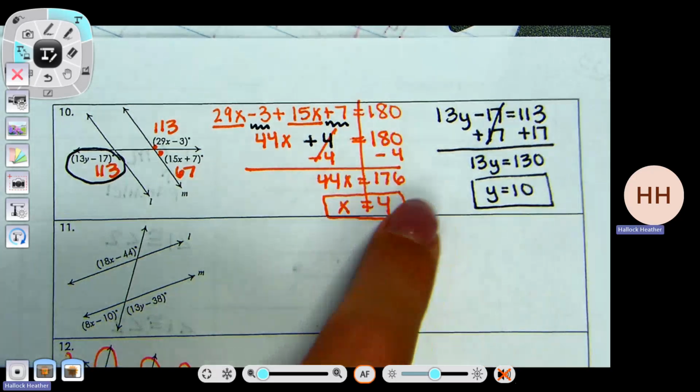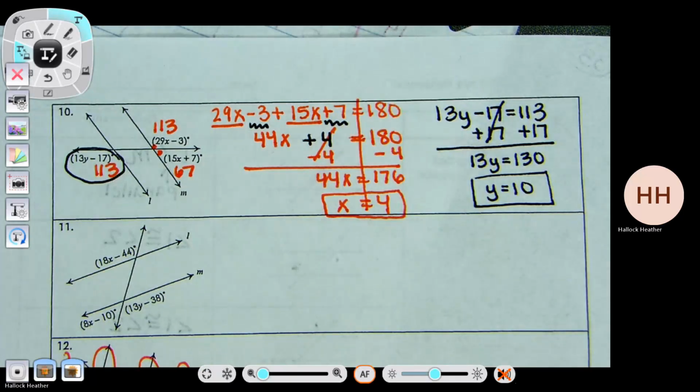Do you want to set up another one that has x and y? Okay, let's do number 9. So take a second, look at number 9. Once you're done copying that, you need to decide with your x's: are you adding to make 180 for your x's, or do they equal each other for your x's? So look at number 9.